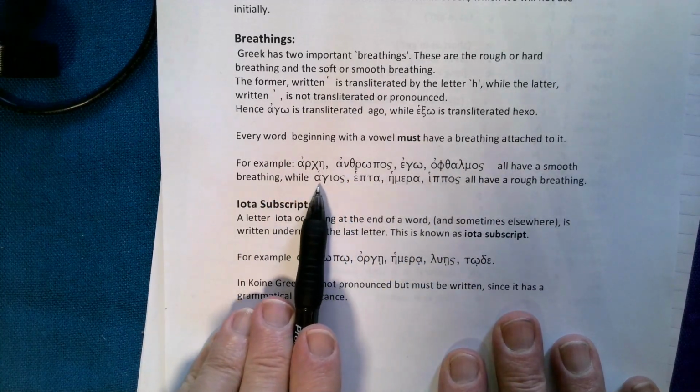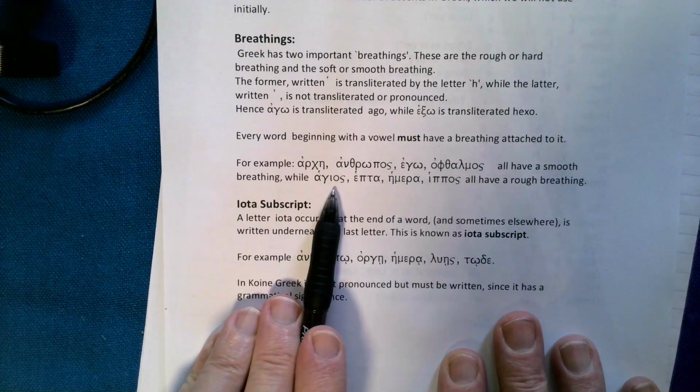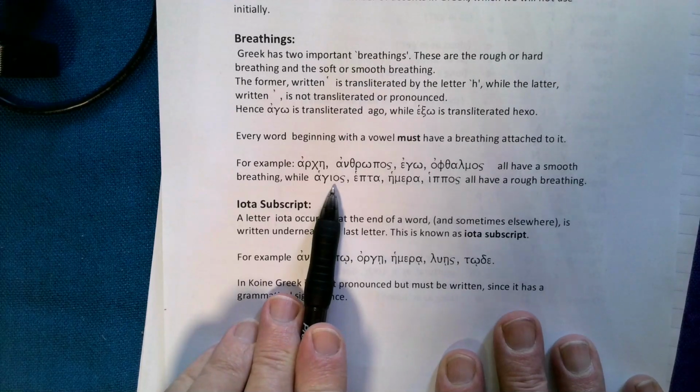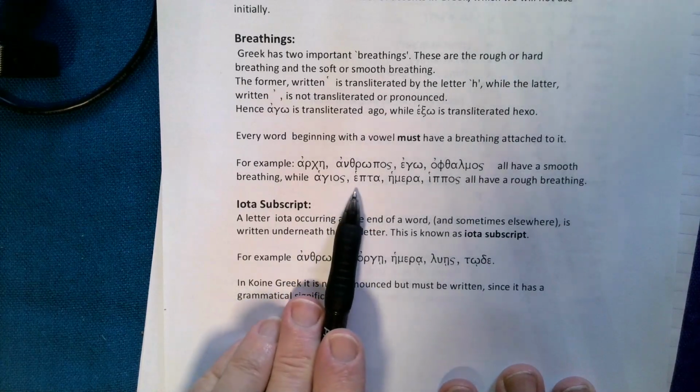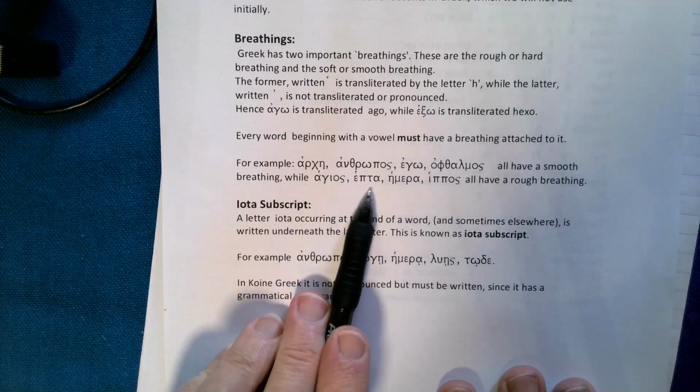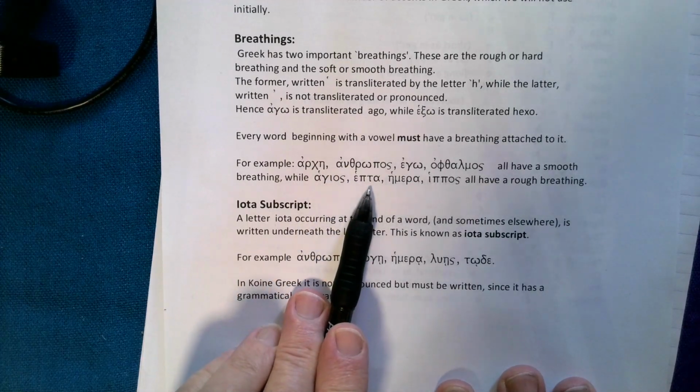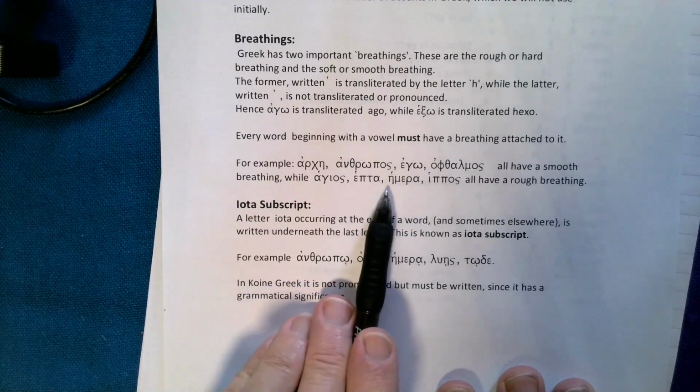And here's some words with a hard breathing. Hagios, which is a word meaning holy. It's an adjective meaning holy. Or you can use it as a noun meaning a holy person, and hence a saint. Hepta, notice all these have H's in front. Hepta is a word meaning seven. You might know the word heptagon, a figure having seven sides.